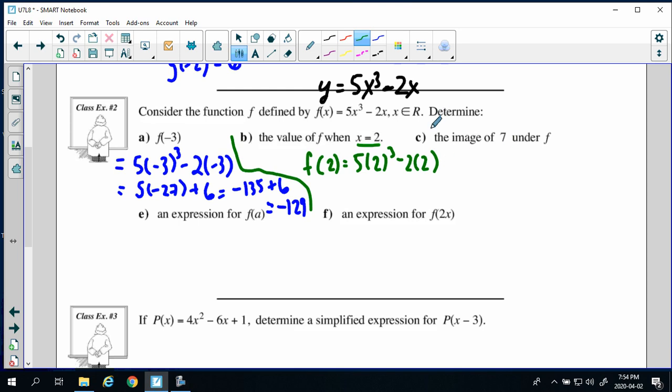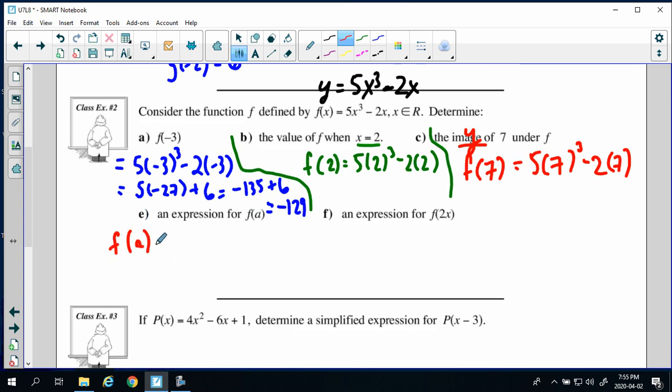Another way to express this is to say, I want the image of 7 under f, which is a very rare way of saying it. They're just asking for the y value. So this is f of 7 that they're looking for. So you could just plug in 7, and you can evaluate that on your own. If they want an expression for f of a, then instead of putting a number into the coin slot, you're going to put a variable, and that's fine.